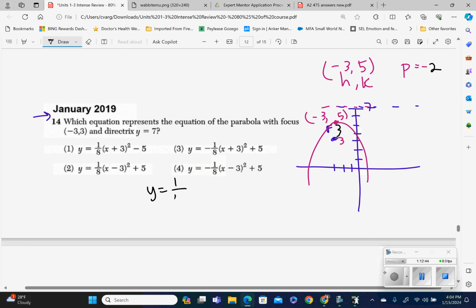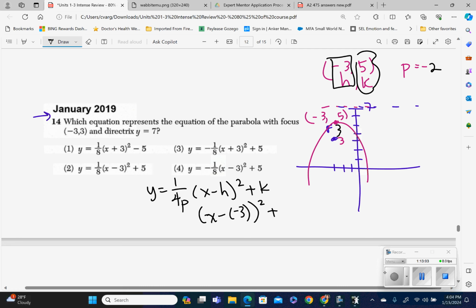This needs to be memorized. If you don't know it, learn it, please. This is a freebie. So straight plugging in, right? So my h is negative 3. So it's going to be x minus negative 3 squared plus k. K is 5, right? So you're literally just plugging in 5 here. 1 over 4p. My p is negative 2. So y equals, okay? Simplify this mess.